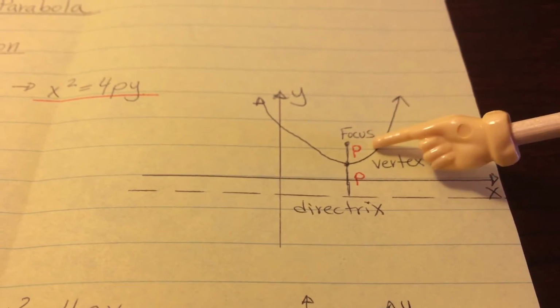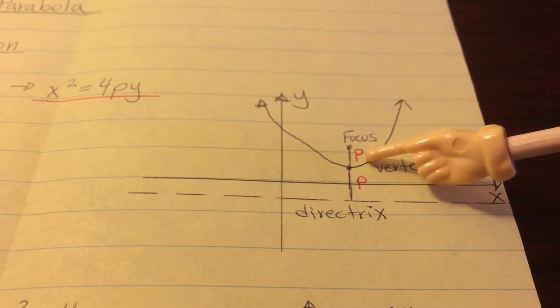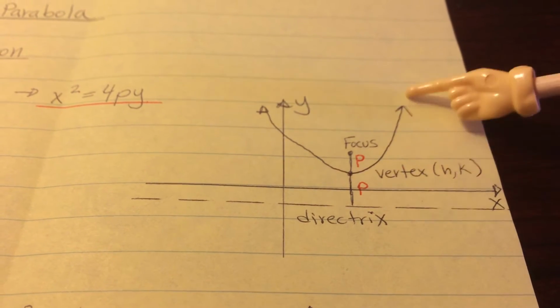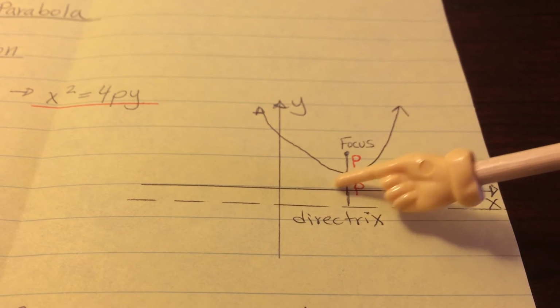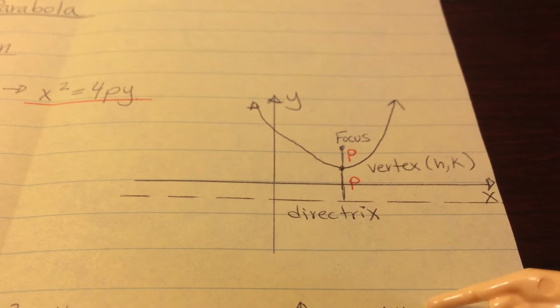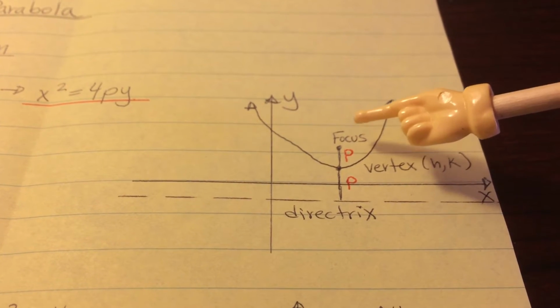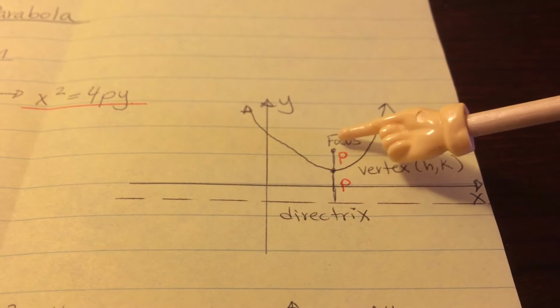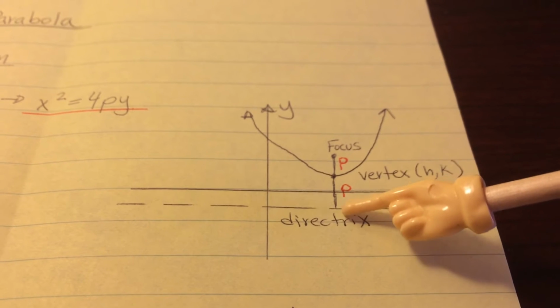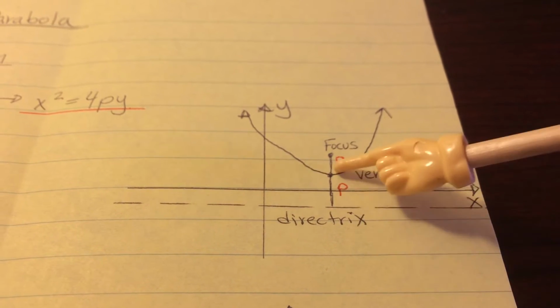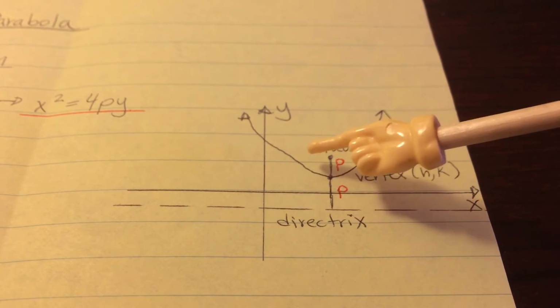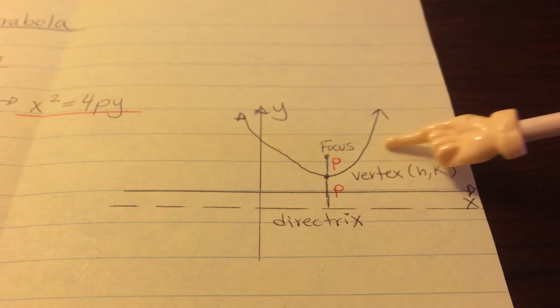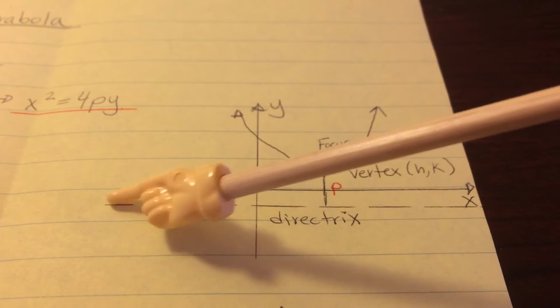Oh, also let me point out p. If p is positive, then it's going to open upwards. And if p is negative, it's going to go downwards instead. The focus is always on the inside part of the parabola. Just think of it as the vertex has a focus on it. And then the directrix is always the opposite of the vertex. So the directrix cannot be inside, it doesn't make sense. It has to be on the outside.